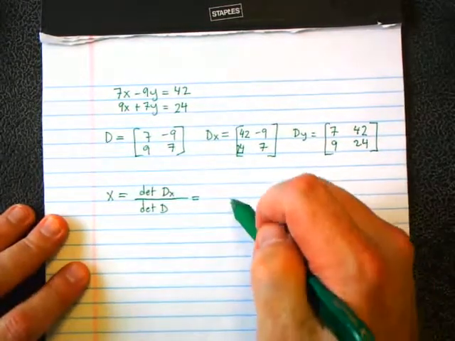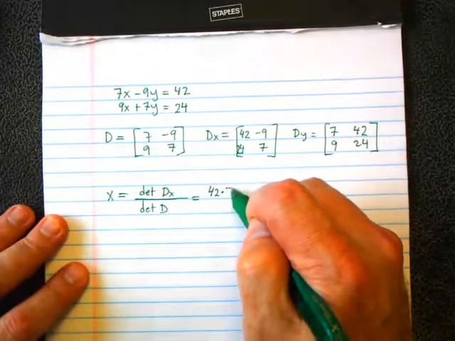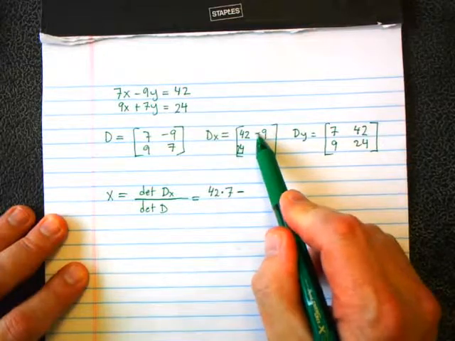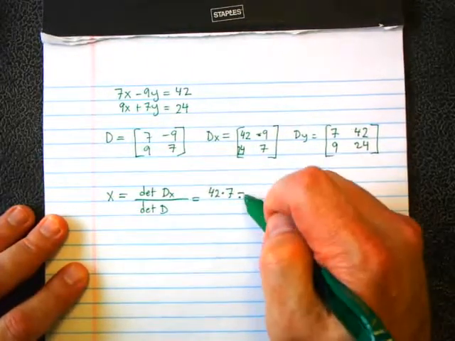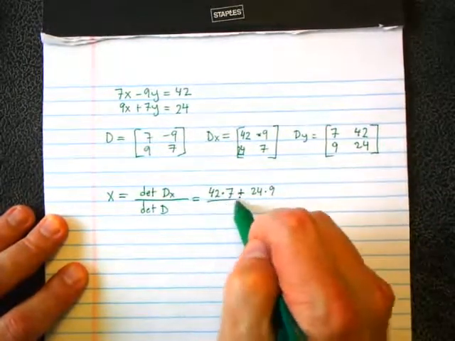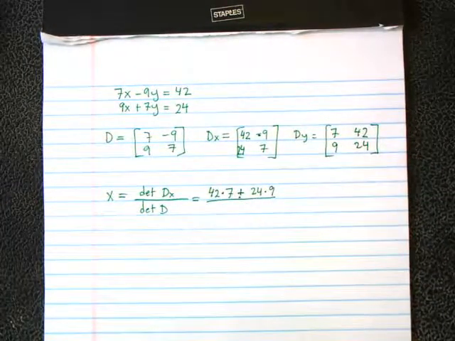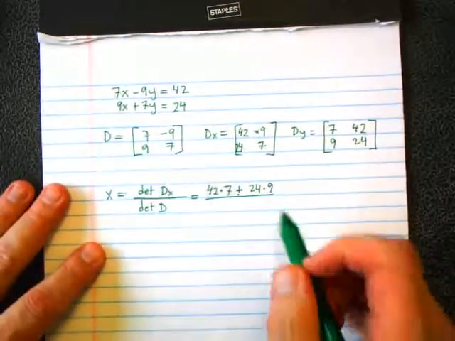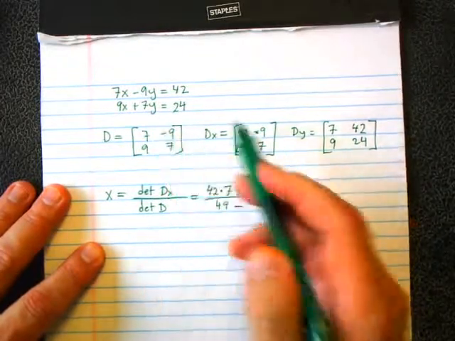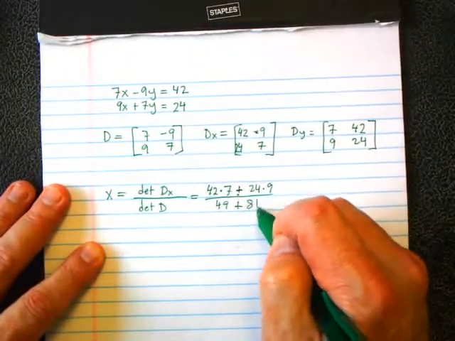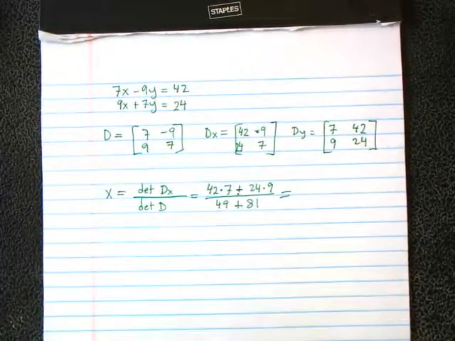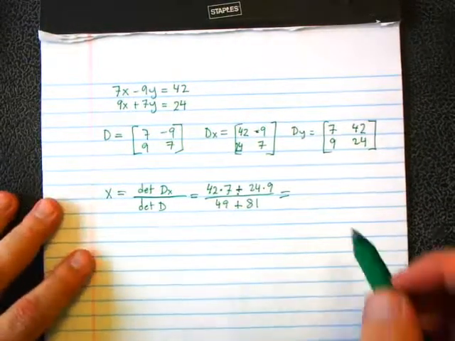Dx, that's going to be 42 times 7 minus 24 times negative 9, but that's going to be a negative, and I already have a negative, so that's going to make a positive, plus 24 times 9. Divided by, D down on bottom has 7 times 7, that's 49. Minus, but then I see I have another minus here, so that's going to make a plus, 81. All right, so I probably grab my calculator at this point. 42 times 7 plus 24 times 9.